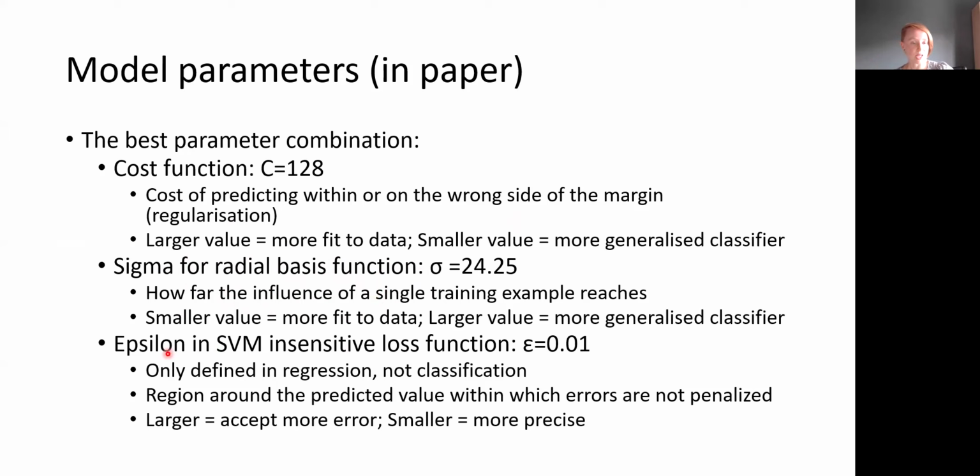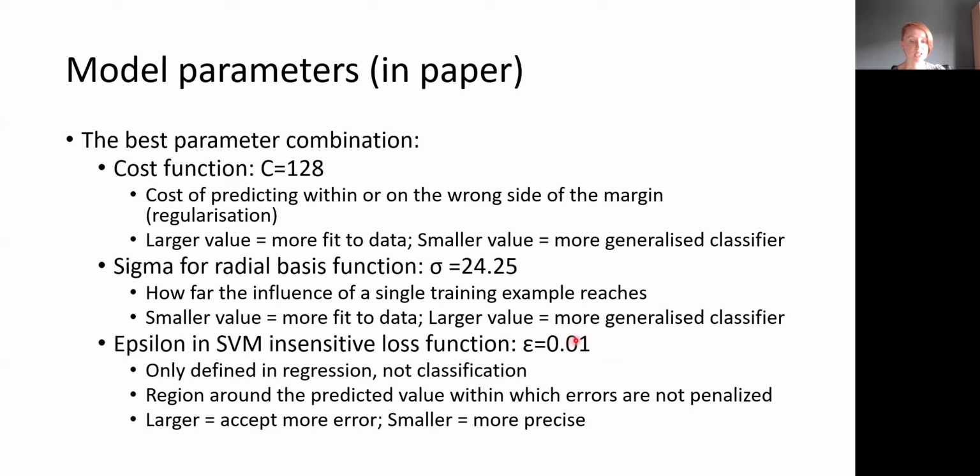The final one is called epsilon. This is the insensitive loss function. This is only defined in regression and not classification because it's essentially a region around the predicted value where errors are not penalized. So in this case, it was set at 0.01.